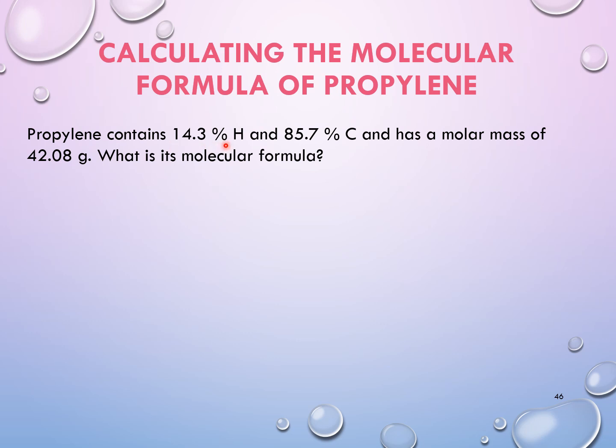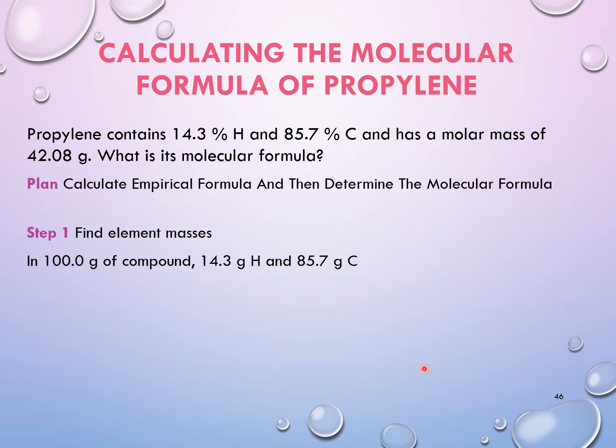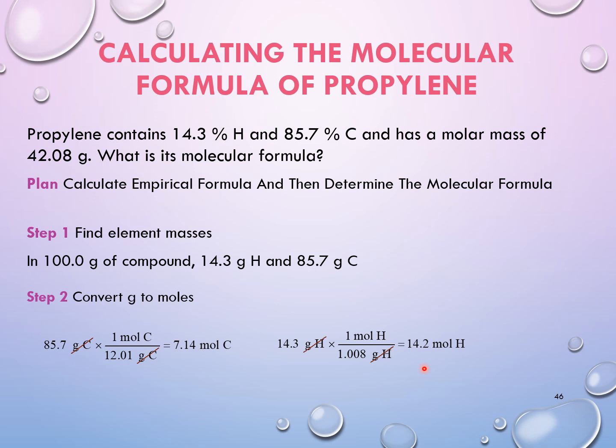14.3% H will become 14.3 grams of H, and this will be 85.7 grams of carbon. Then we'll take both of them and turn them into moles. So now we have moles of hydrogen and moles of carbon. Carbon has the smaller number, 7.14, so we divide both of them by 7.14.